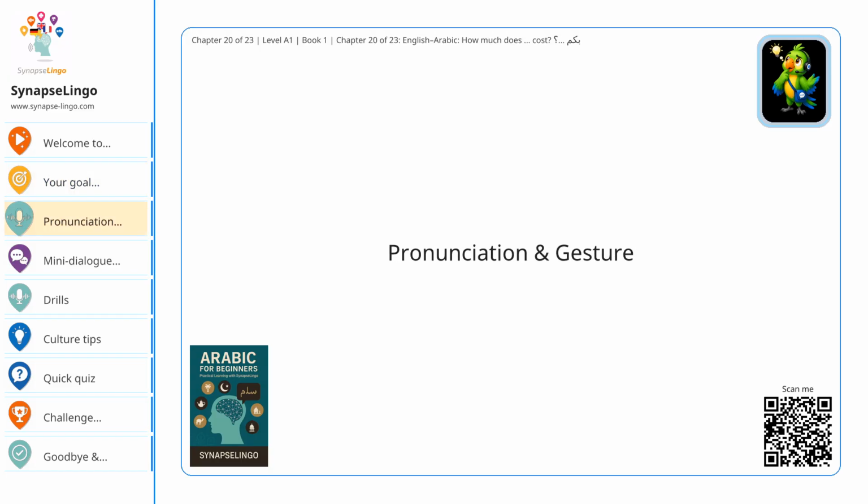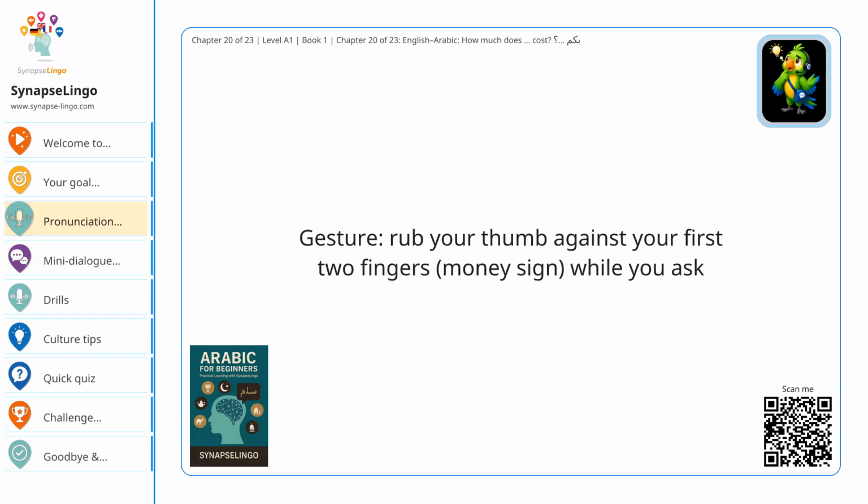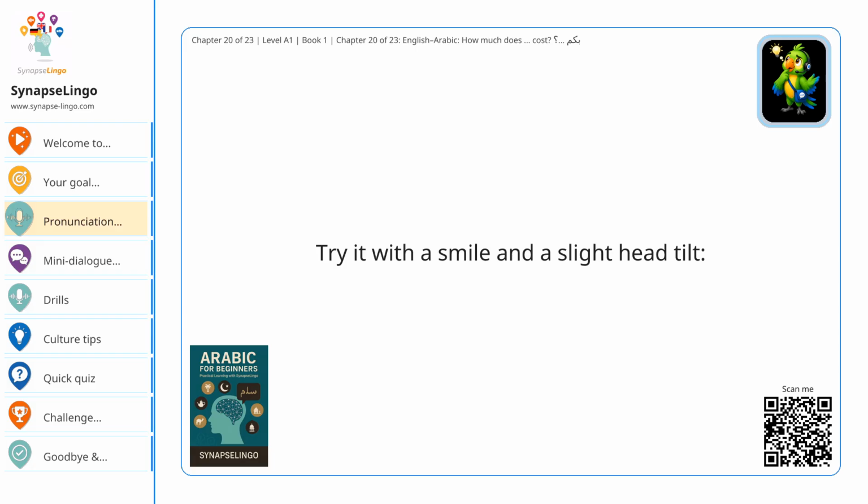Pronunciation and gesture. Let's lock it in with rhythm and a simple movement. Beat it. Bi-kam, bi-kam. Clap clap, snap snap. بكم. Gesture: rub your thumb against your first two fingers, money sign, while you ask. بكم. Try it with a smile and a slight head tilt. بكم. False friend alert. Don't mix it with كم عمرك؟ How old are you?